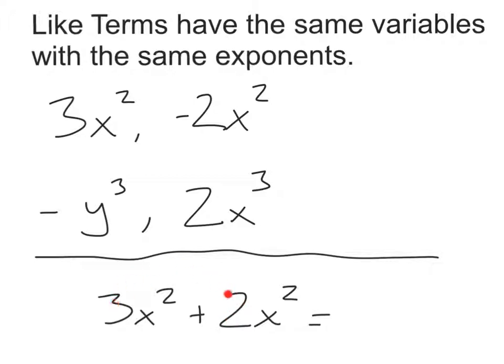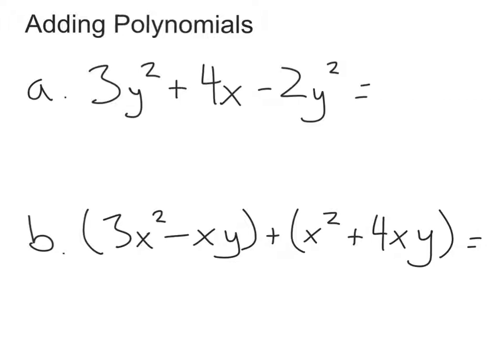If you add them, 3 plus 2, you get 5. And you just keep the variables exactly the same. So it makes sense. 3x squared plus 2x squared gives you 5x squared. That's how you combine like terms. So thankfully, adding and subtracting polynomials is all about combining like terms. So in this first example, we have 3y squared, 4x, and minus 2y squared.